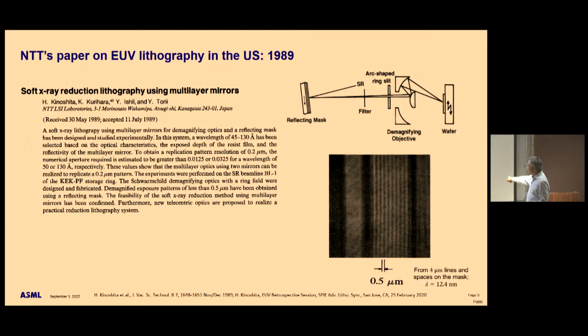The wavelength he used was 12.4, so he could not have used Mo/Si multi-layers. It's a different multi-layer, okay? Because this is just below the absorption edge of silicon at 12.5.